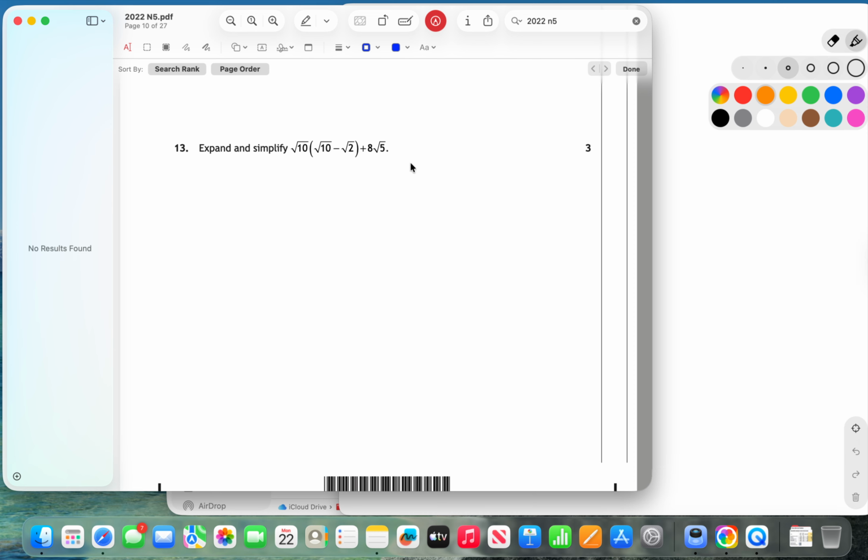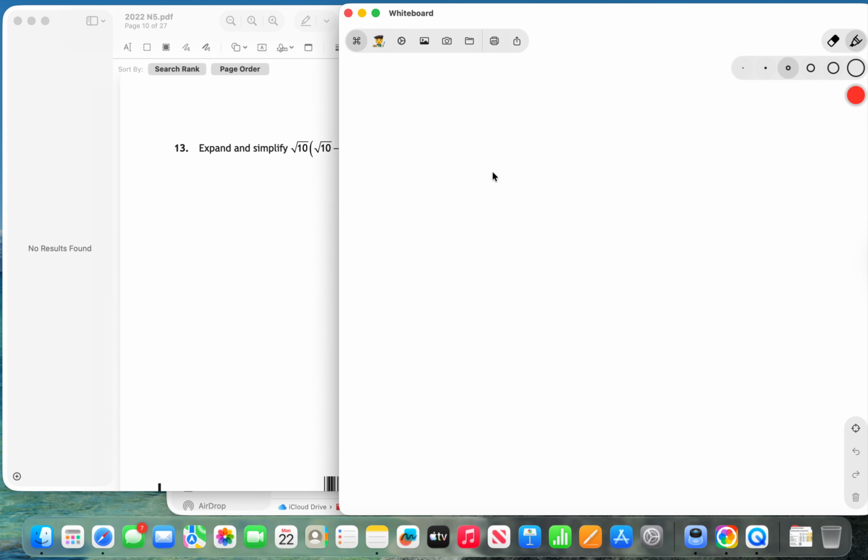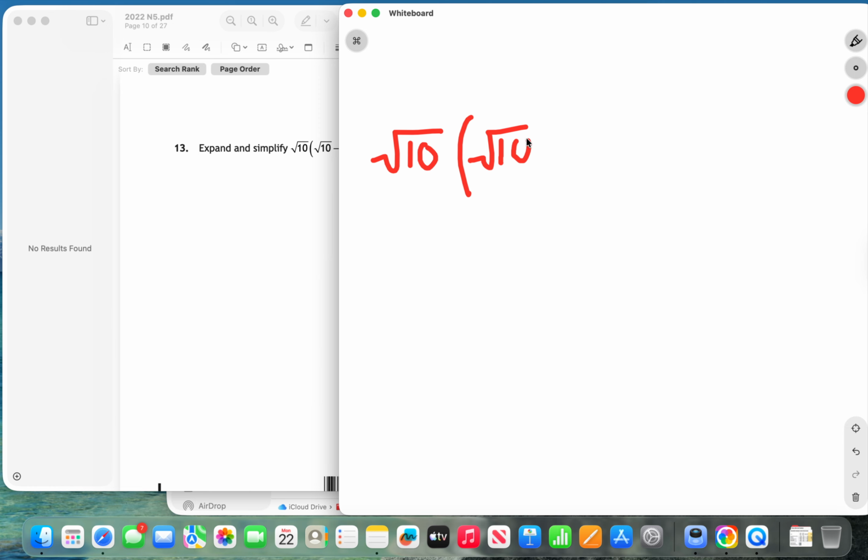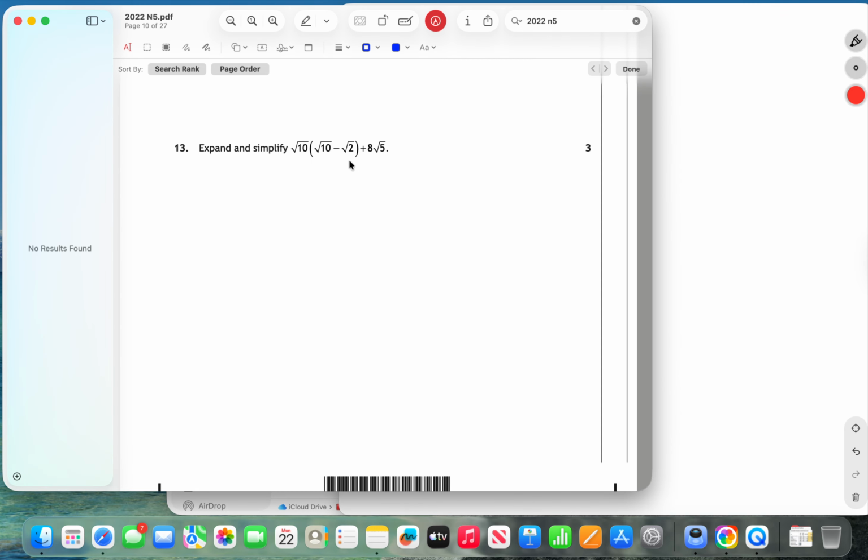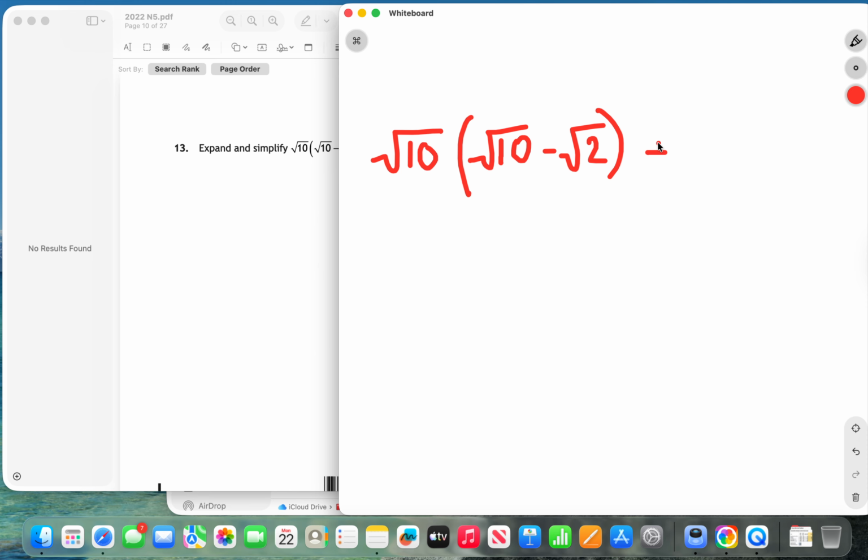What we're first going to do is copy this out, and you need to know the laws of surds. I will show you them in just a second, but you should have them in your notes. Root 10 (root 10 minus root 2), add on 8 root 5.